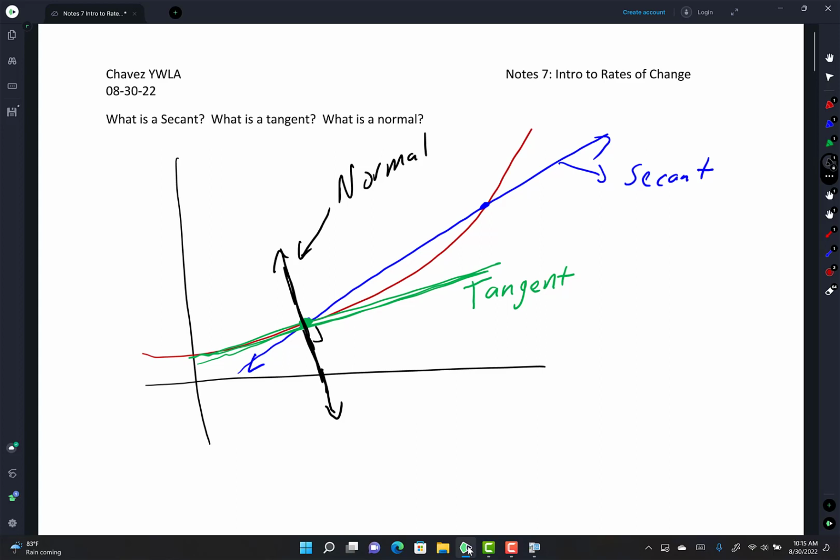We're going to do this over and over. Don't worry about that. Don't worry about those.